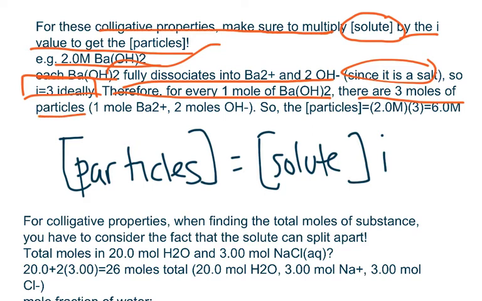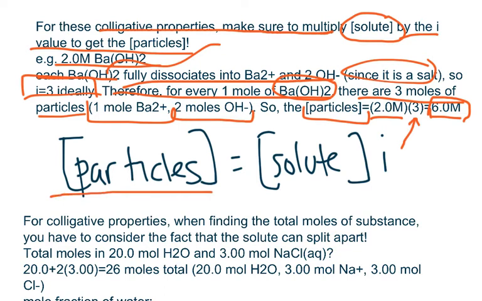And why is this? Well, for every 1 mole of Ba(OH)2, there's 1 mole of Ba2 plus and 2 moles of OH minus. So, the concentration of particles is actually 2 molar times the number of particles that each Ba(OH)2 can produce, which is 3, and you get that the concentration of particles is going to be 6 molar. So in general, the concentration of particles is equal to the concentration of the solute times the Van't Hoff factor.